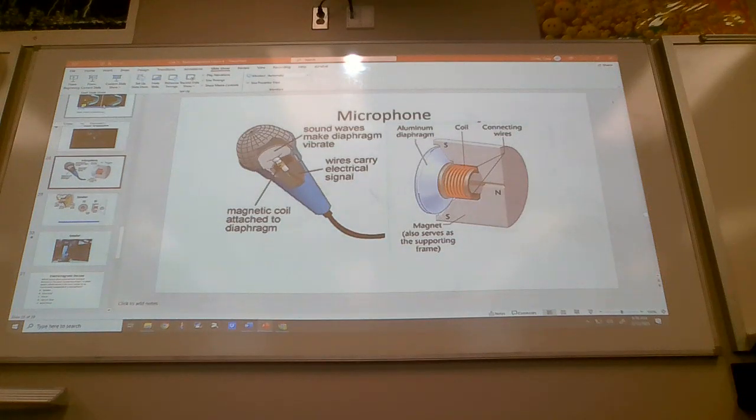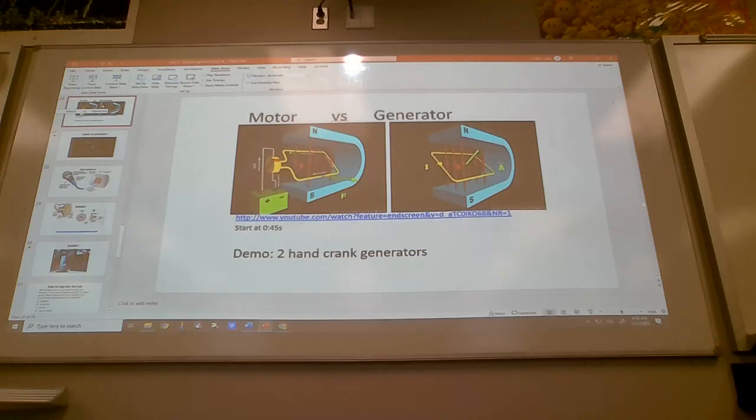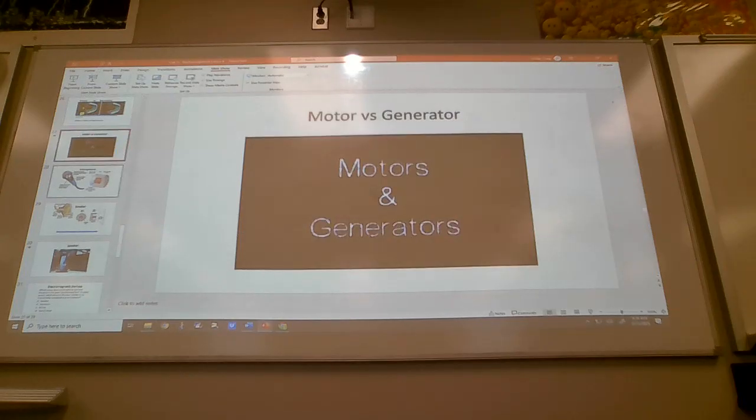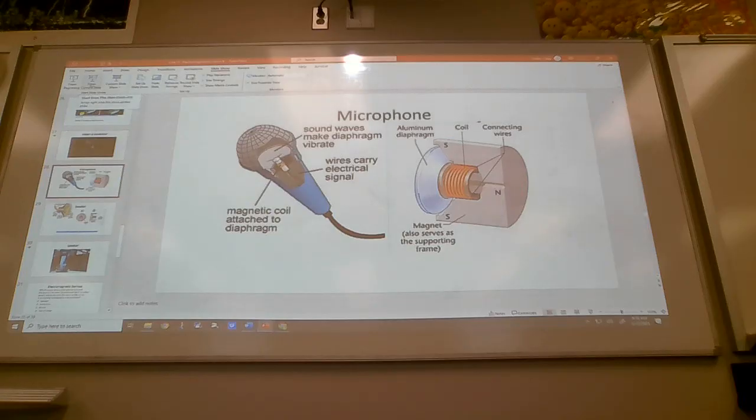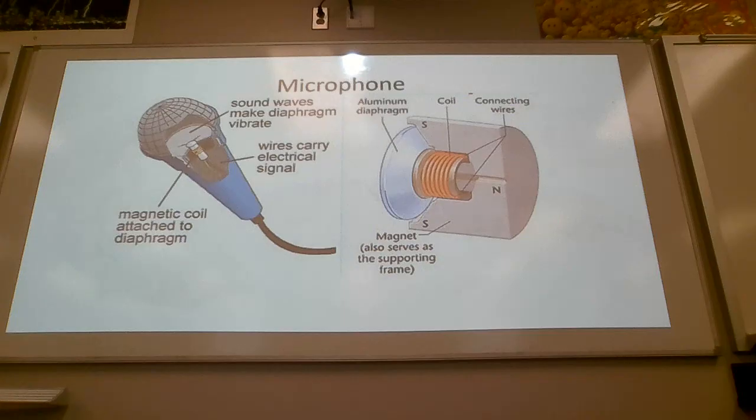Okay, remember how we talked about motors and generators are the same device, just opposite functionality? So we can have a similar conversation between microphones and speakers.